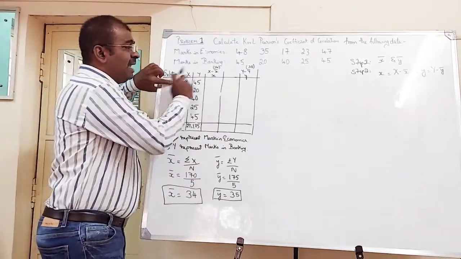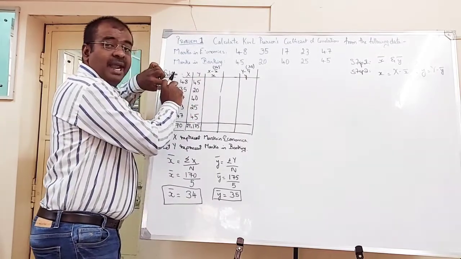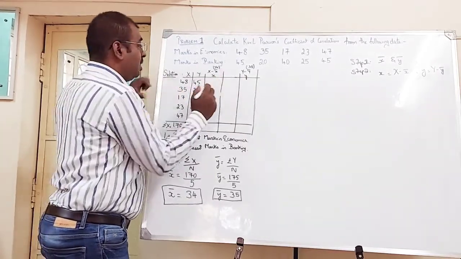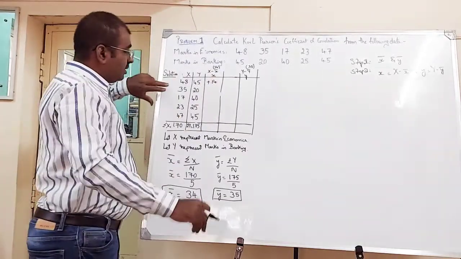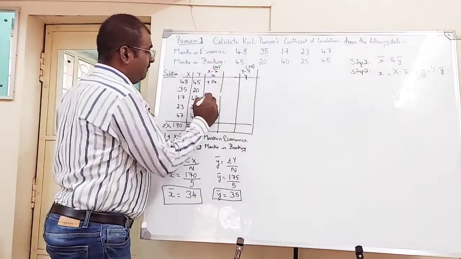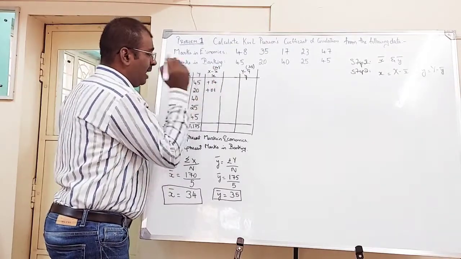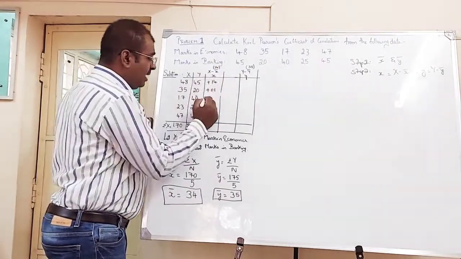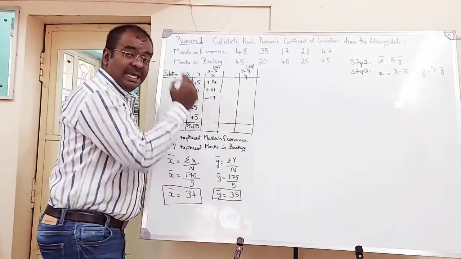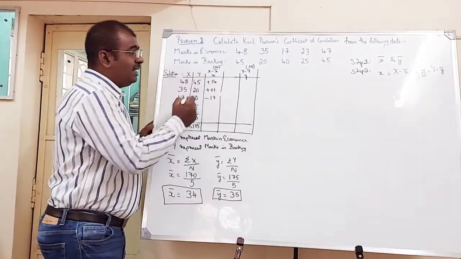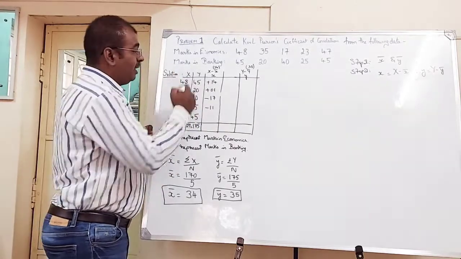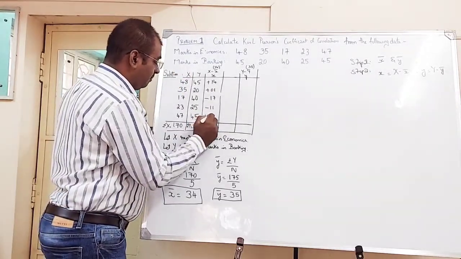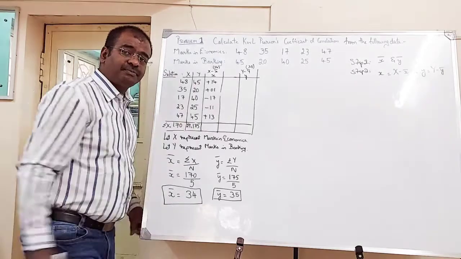Now x minus x bar, 48 minus 34, which is plus 14. 35 minus 34, which is plus 1. 17 minus 34, minus 17. 23 minus 34, minus 11. 47 minus 34, plus 30.